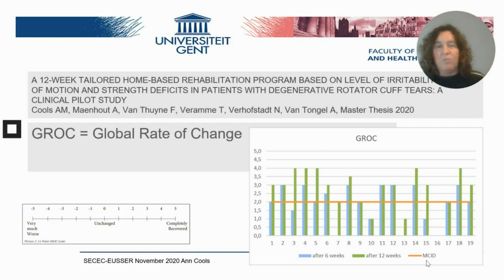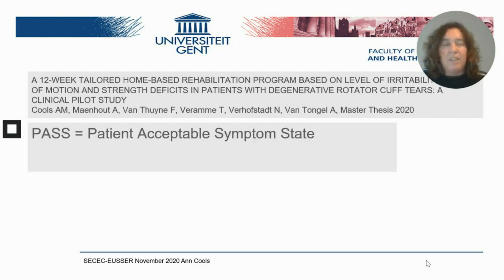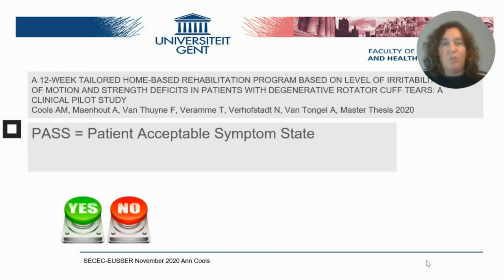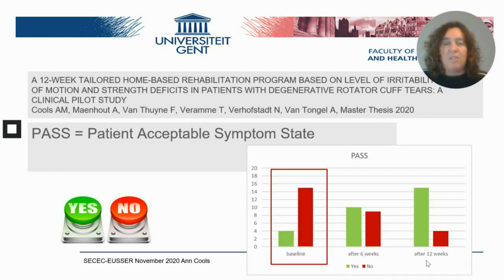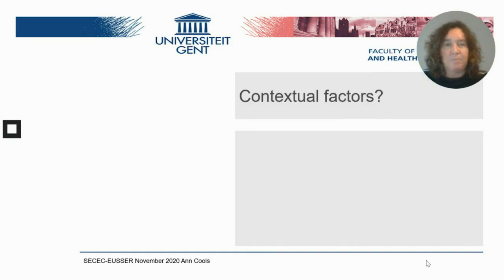Secondly, we asked them the PASS, or the patient acceptable symptom state, which is a simple yes or no question. Are you happy with the actual symptom state or not? As you can see at baseline, the majority of patients were not happy, but after 12 weeks, most of the patients had a green light, which means that they have an acceptable symptom state at that time.